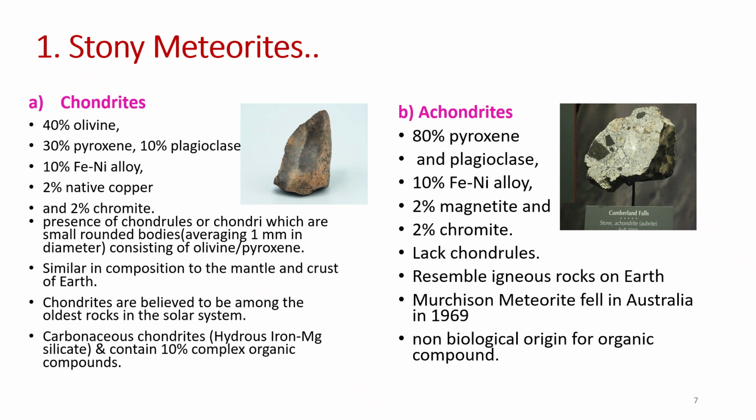And carbonaceous chondrites are hydrous iron magnesium silicate and contain 10% complex organic compounds. Coming to the achondrites, they consist of 80% pyroxene and plagioclase, 10% iron nickel alloy, 2% magnetite, and 2% chromite. And these achondrites lack chondrules, and they resemble igneous rocks on the earth. And the Murchison meteorite fell in Australia in 1969. It is a carbonaceous chondrite, and the organic compounds are of non-biological origin.